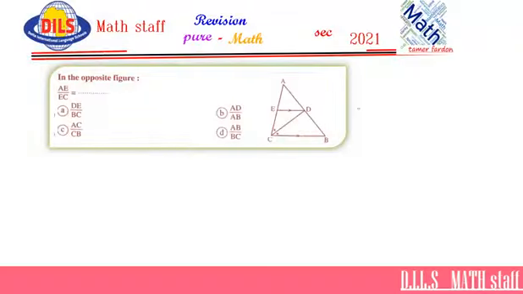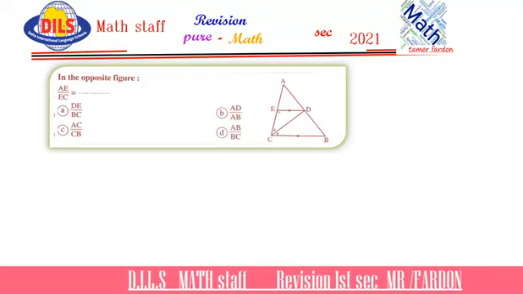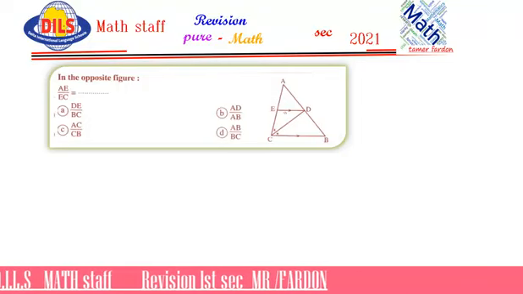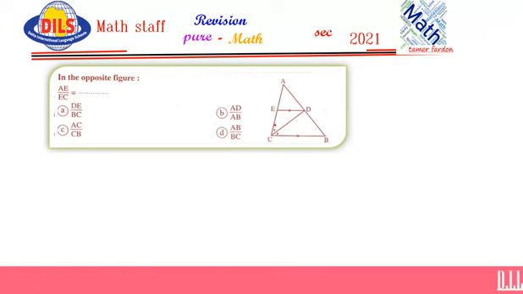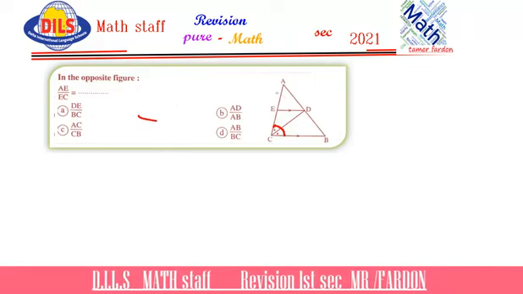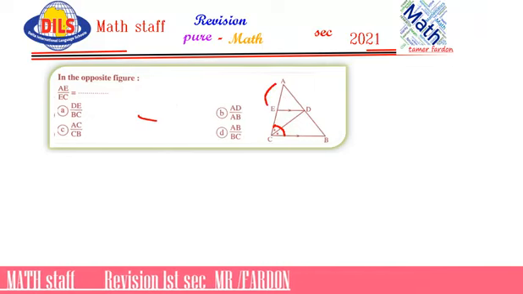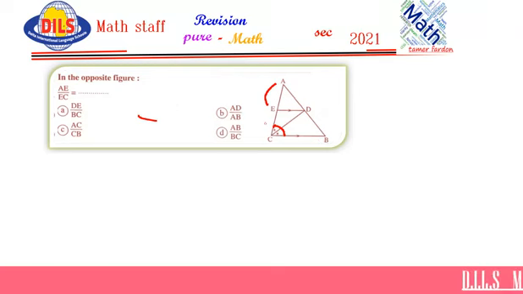The next, in the opposite figure, we have AD parallel to BC, also CD bisects angle C. The required is AE over EC equals what?